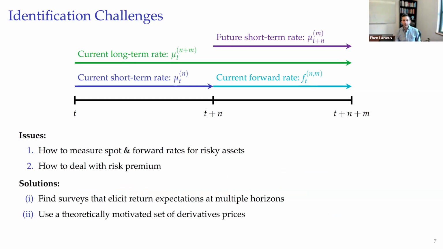And so again, we're going to have two strategies for getting past these two challenges. First, more simply, is find a set of surveys that ask for subjective expectations of short-horizon returns on the market and long-horizon returns on the market. And of course, you may take issue with certain aspects of whether these people are really thinking through forward return expectations in the way that we want them to be. The data is not going to be as rich as maybe we would want. And so we're also going to turn to a set of theoretically motivated derivatives prices to get at these questions as well. But ultimately, just to reiterate, we're really after measuring subjective expectations under a physical measure as opposed to a risk-neutral measure.